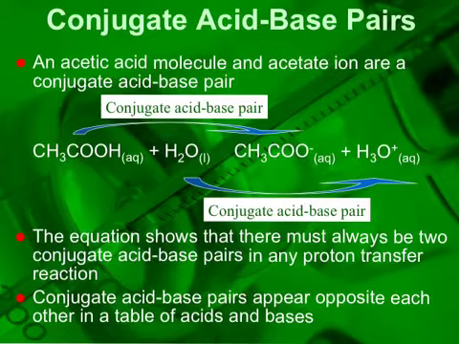And these conjugate acid-base pairs, further, are found opposite of each other in your table of acids and bases. Again, if we look at our example closely, acetic acid is the acid. The conjugate base of acetic acid is acetate. Water is our base, and the conjugate acid of water is hydronium. There will always be two conjugate acid-base pairs in any acid-base reaction. Lastly, conjugate acid-base pairs appear opposite each other on your acid and base table.